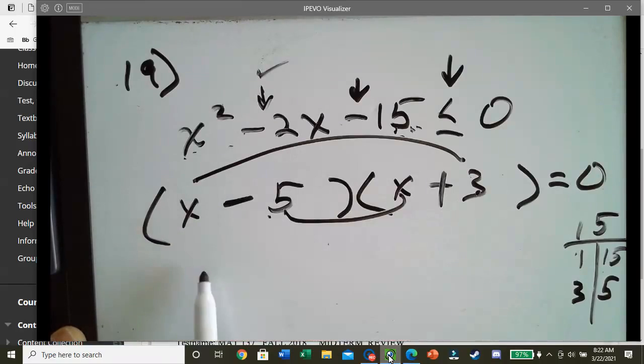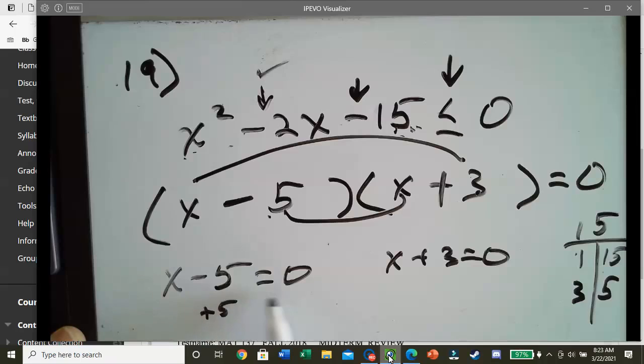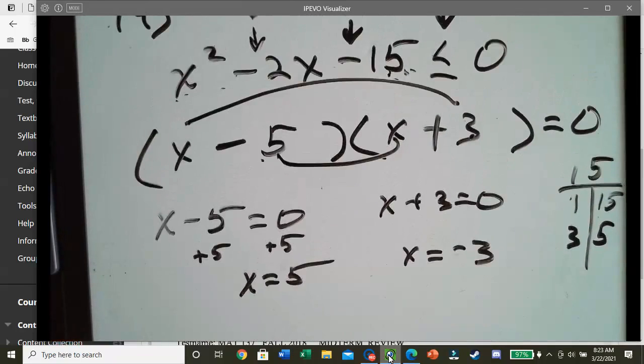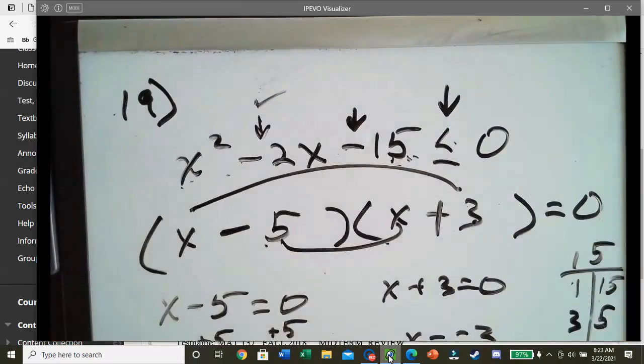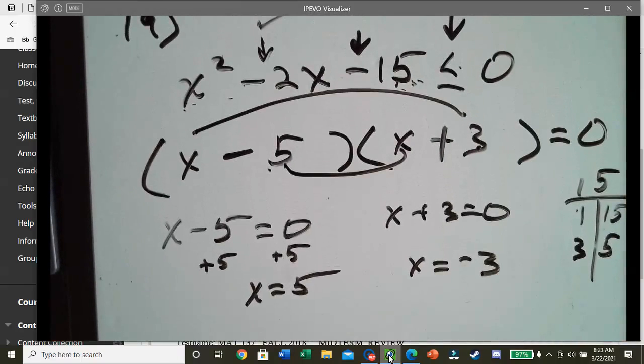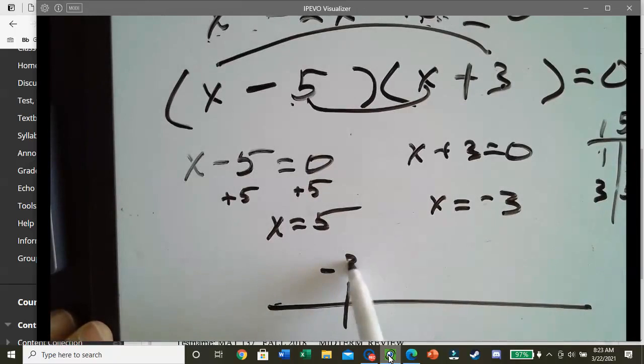Okay, once you do that, now what do we do? Good. Set each factor equal to 0. x minus 5 equals 0, x plus 3 equals 0. Subtract 5, or add 5, right? Plus 5. We get x equal to 5, and x equal to negative 3. But that would be fine if this were an equal sign. But it's not an equal sign, it's an inequality sign. That means it's not just two numbers, it's going to be a range of numbers. And these are known as what we call the boundaries.